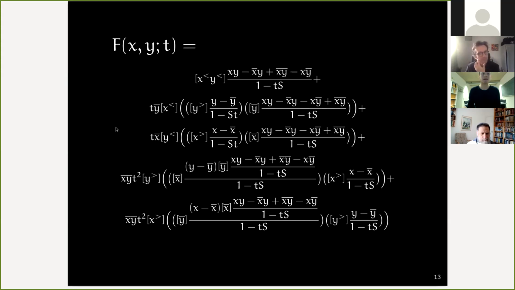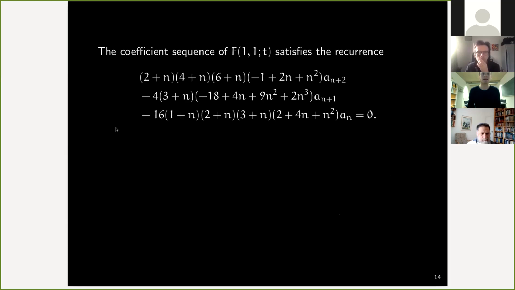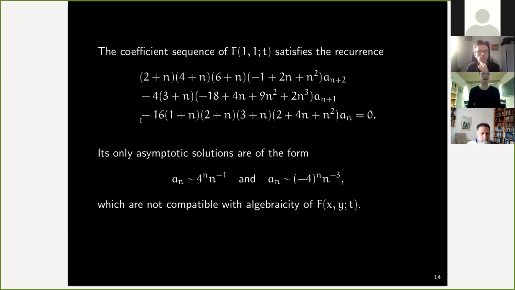I said the expression is not big, and it's not big because we could use Christoph Koutschan's Mathematica package, HolonomicFunctions, to derive a recurrence relation for the coefficient sequence of the length generating function. This is how it looks. And we could compute its asymptotic solutions and observe that the polynomial growth here is either -1 or -3, which is not compatible with algebraicity of f. So this is one counterexample to the theorem under modified assumptions.